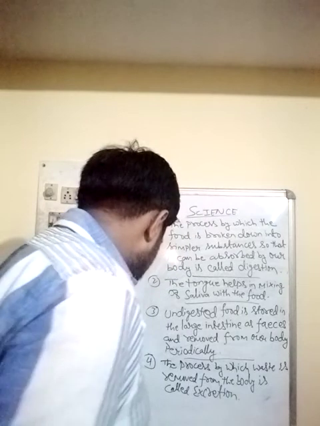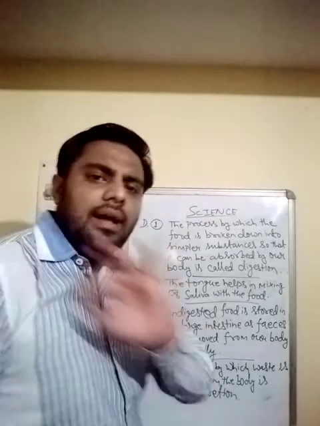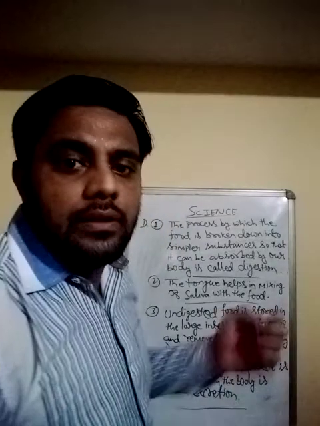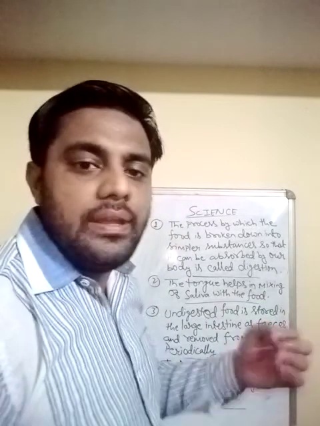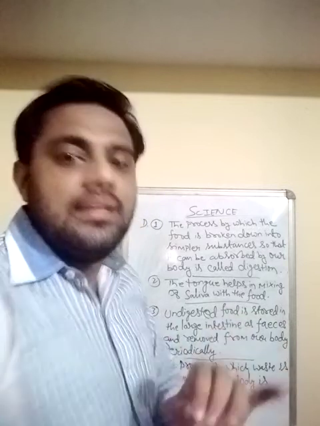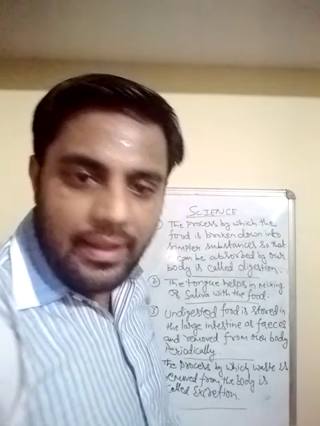And now you have last one, number 5. Name 2 waste products of our body. Answer is very simple. I'll simply dictate it to you. 2 waste products of the body are urine and sweat. Urine and sweat. S-W-E-A-T, sweat, and U-R-I-N-E, urine. This answer you will only listen to and write accordingly.